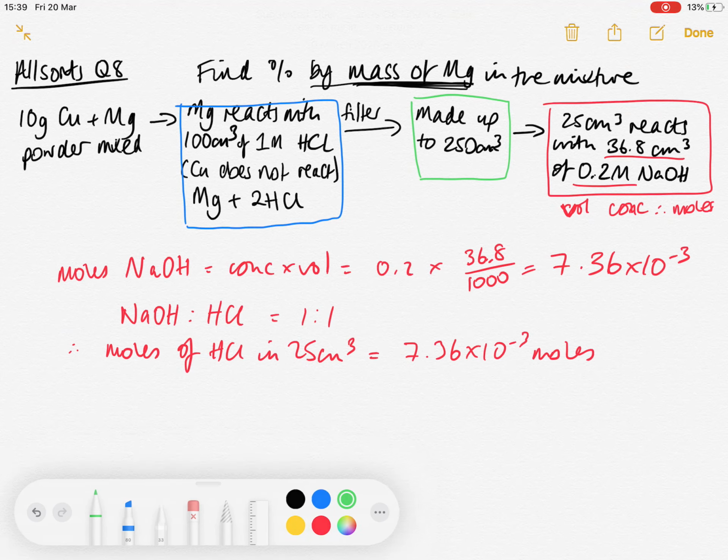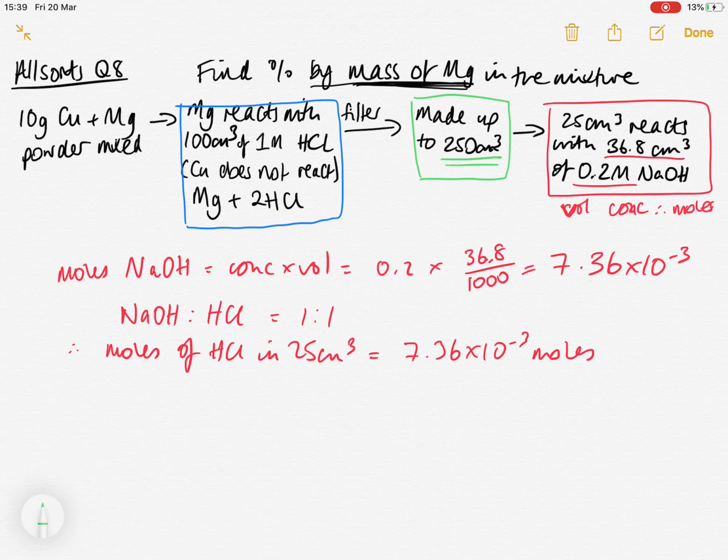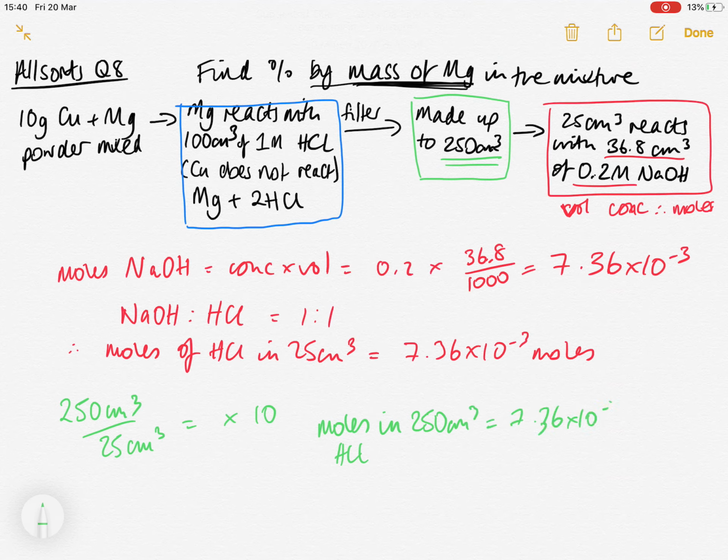Well, the green is telling us that the solution was originally 250 centimetres cubed. 250 centimetres cubed divided by 25 centimetres cubed is a factor of times by 10. So the moles of HCl in the 250 centimetres cubed is going to be 7.36 times 10 to the minus 3 times by 10, which is 7.36 times 10 to the minus 2 moles. And that's how much acid was left over in the solution after the reaction with the magnesium.